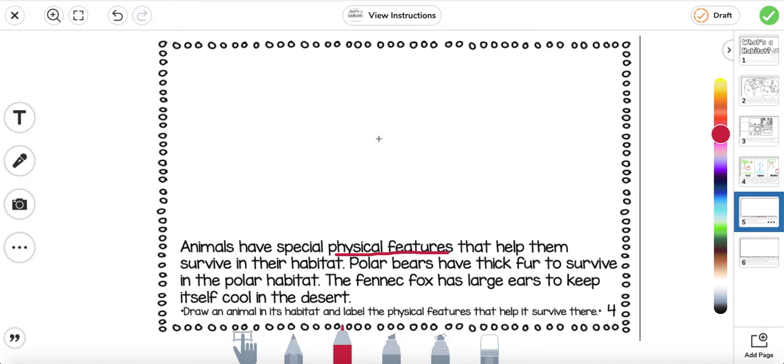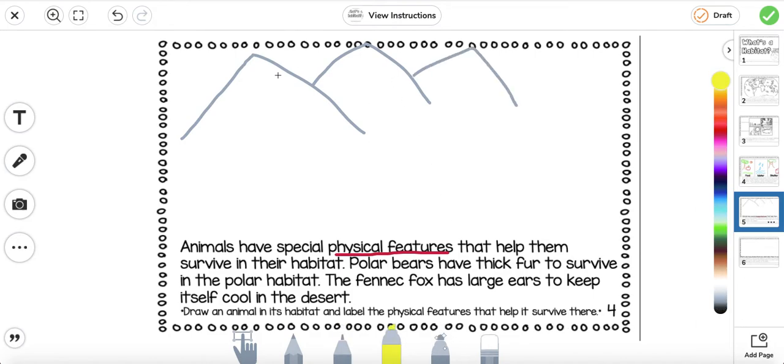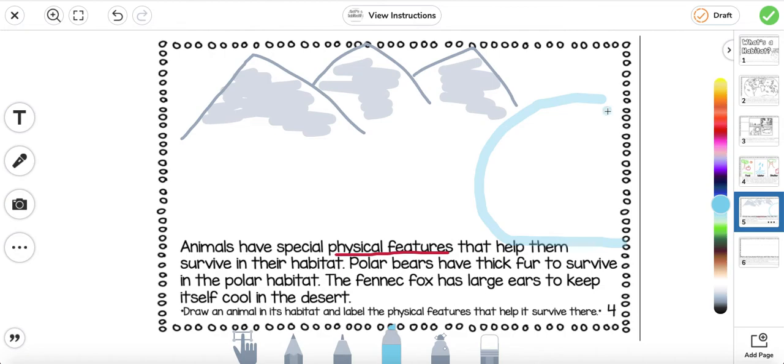So we know that a polar bear has thick fur to survive in a polar habitat. So the polar habitat would be a bunch of ice and snow, and there would be mountains. And it will be snowy. So I'm drawing my snow. There will be maybe a lake or a pond, or it could be frozen depending on the season.